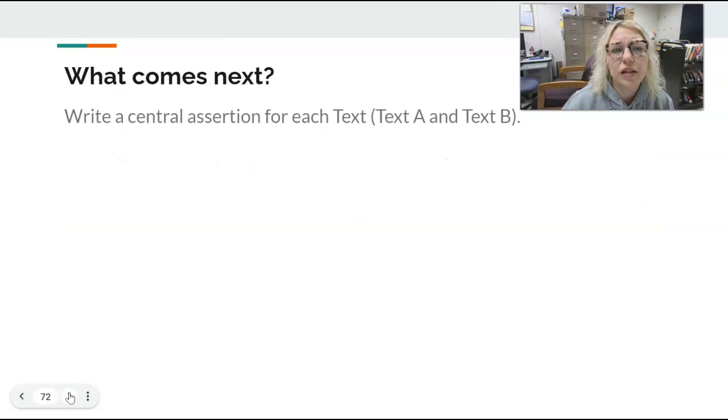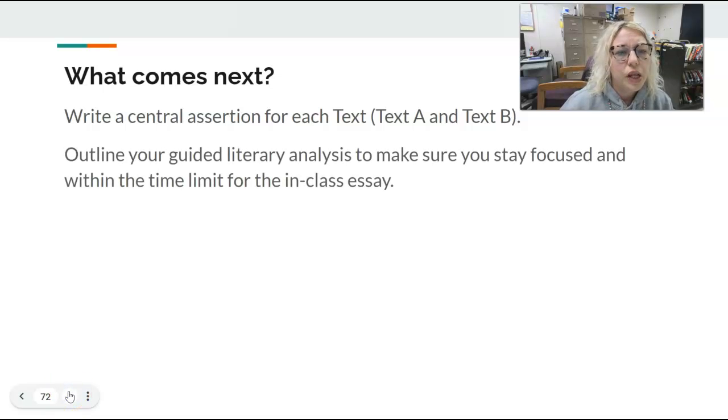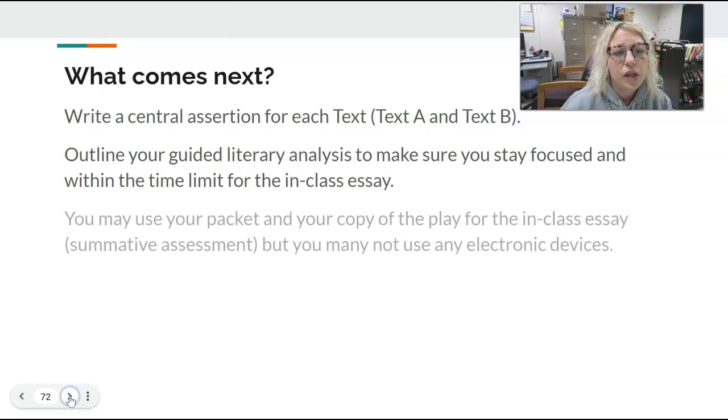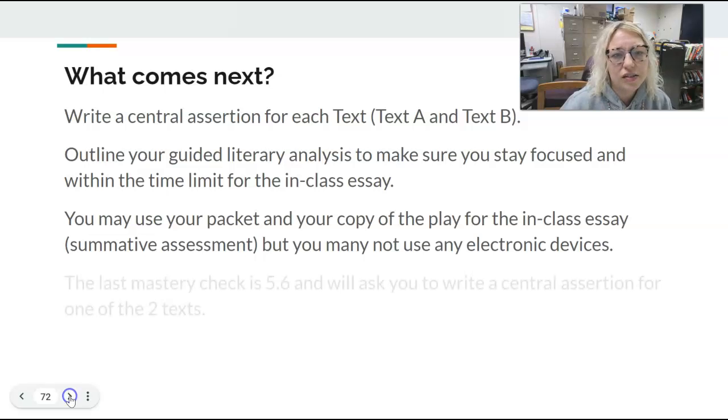What comes next? Well, write your central assertion for each text, and it's going to help to have your key points first. Maybe they're going to be the patterns that you listed already for color marking. Maybe you have to change them at this point. It's going to be up to you. Outline your guided literary analysis to make sure you stay focused and within the time limit for the in-class essay. You can use it as you write your essay. And you can also use your packet, anything in it. You can use the copy of the play. You just can't use any electronic devices.